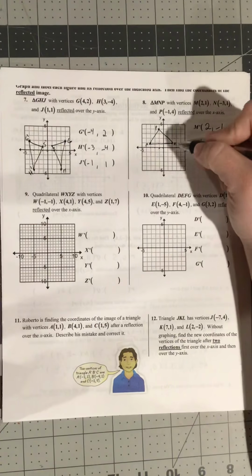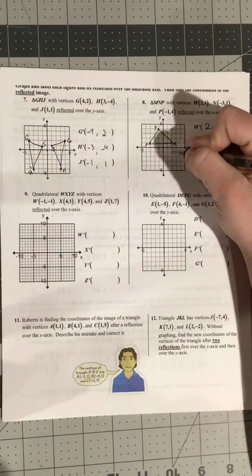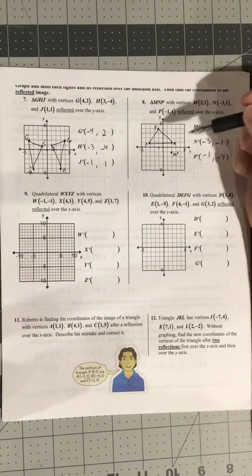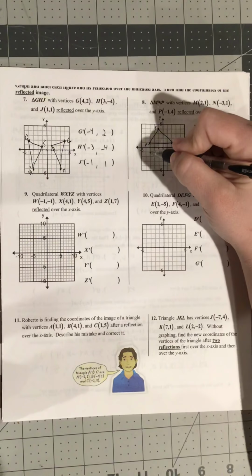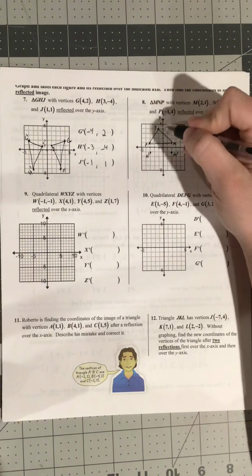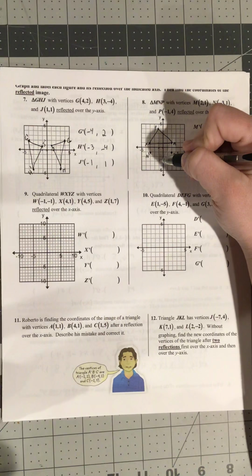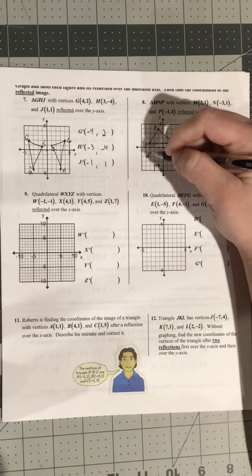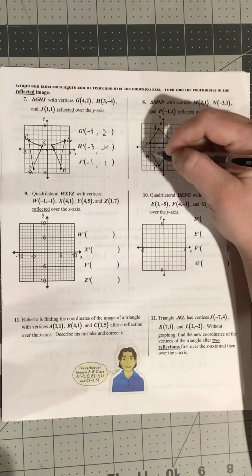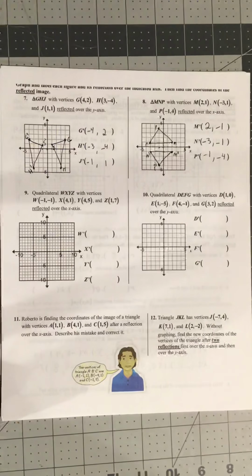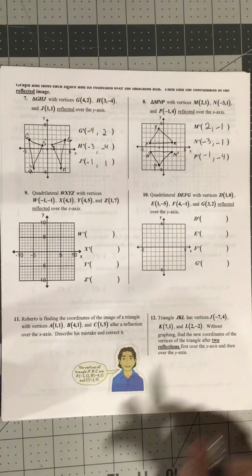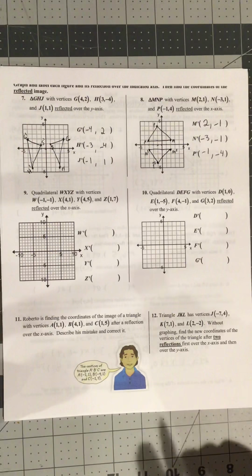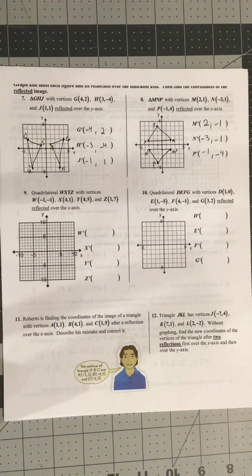So now, let's graph it. So we go over to 2 and down. So this is our M prime. And then N prime is right here. You can kind of just look and see they're going to be in the exact same spot, right? We're just reflecting. See? We've reflected it. Isn't that cool? I like reflections because it's like we're just looking in a mirror. I think they're pretty dope.